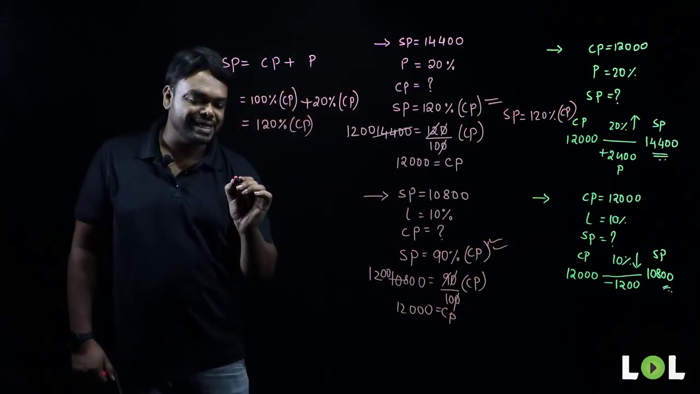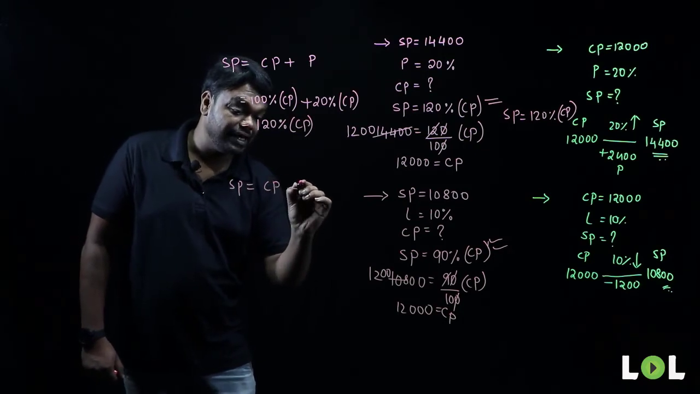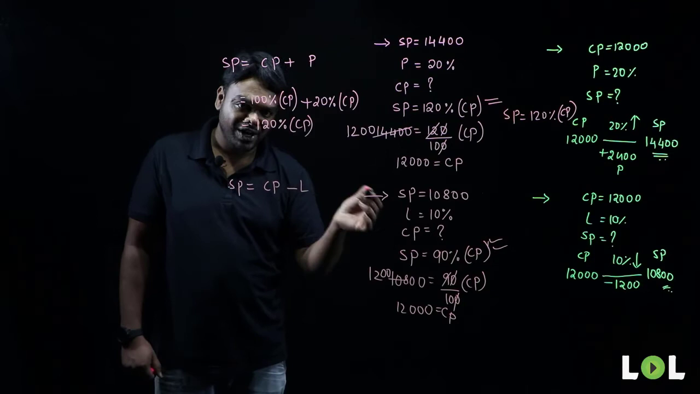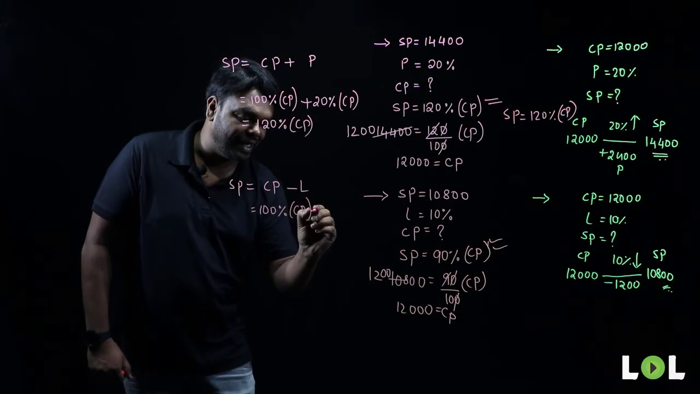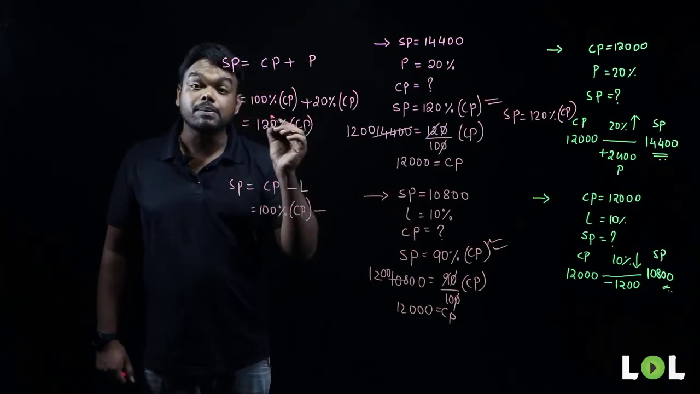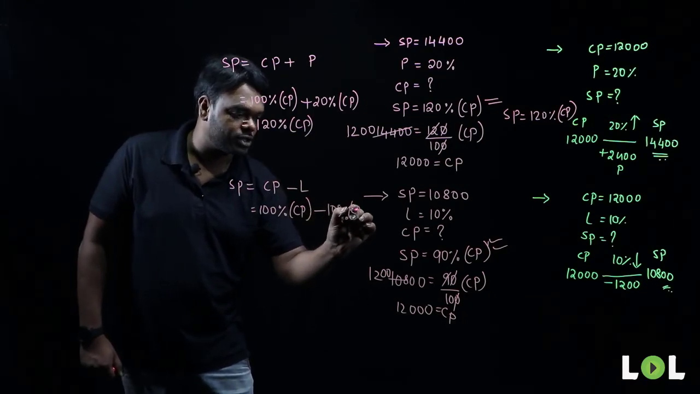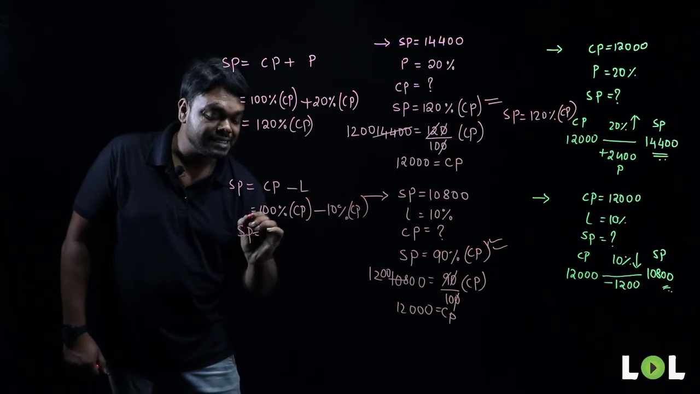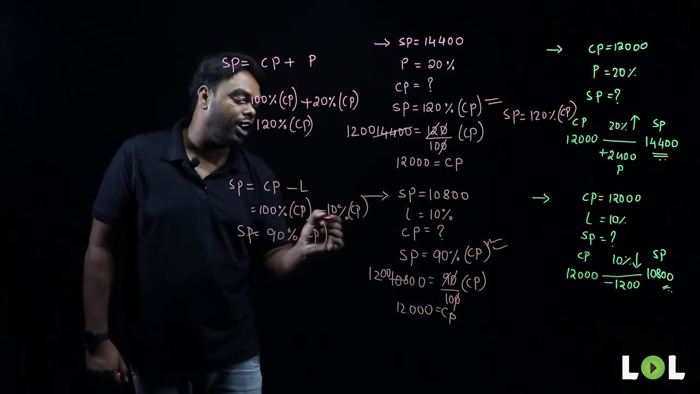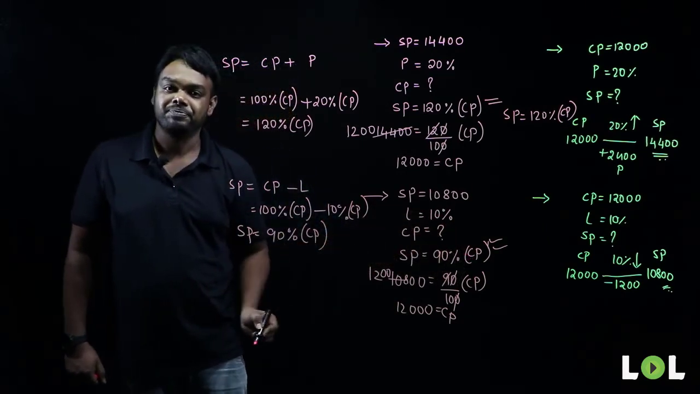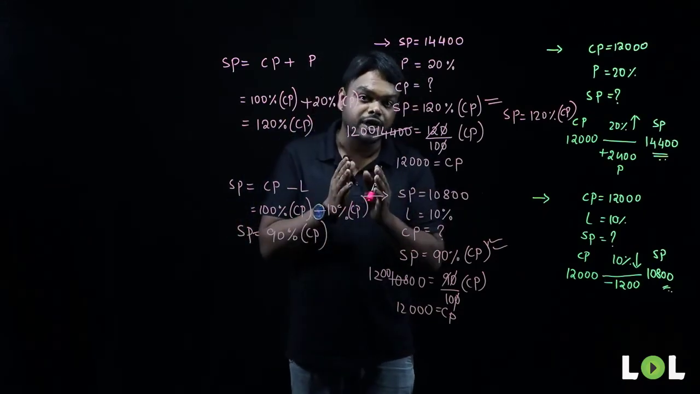Here as well, selling price is equal to cost price minus loss. Why? Because here we are making a loss. Now cost price can be written as 100% of cost price minus, what is the loss here? 10%. 10% of what? 10% of cost price. So I'll write 10% of cost price. Then what will be the total selling price now? Selling price is 90% of cost price. This is how we got this particular relationship. Right? So we shall work a little more on how to calculate the relationship so that you can never forget it again.